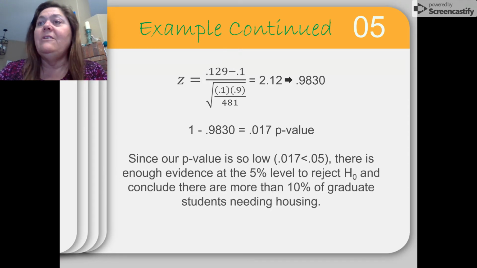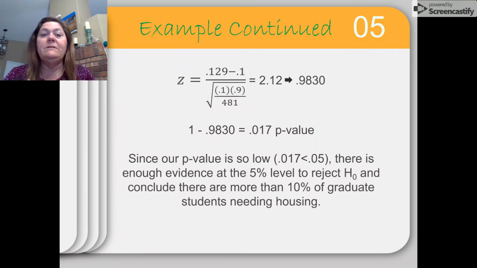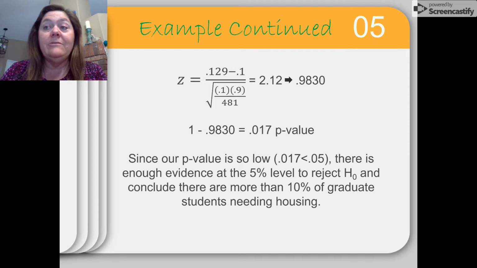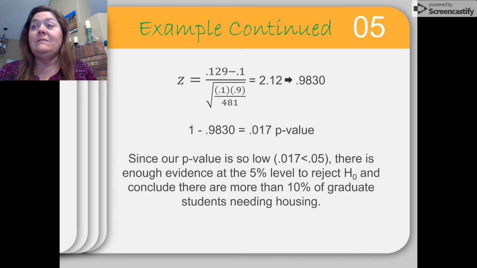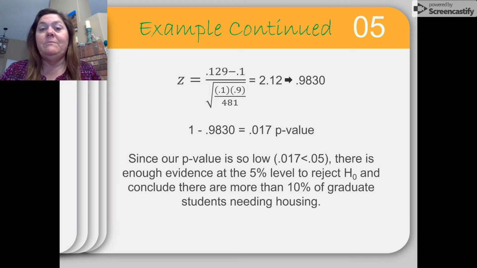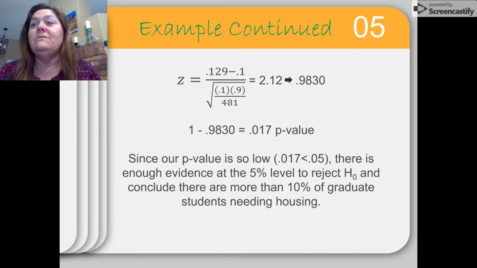So since our p-value is so low, 0.017 is less than 0.05, there is enough evidence at the 5% level to reject H0. And then remember to stick in your context and conclude there are more than 10% of graduate students needing housing. So we had significant evidence there to reject that college's claim and say, whoa, there's more. And that's pretty important for that college to know, because they have a need for more housing. And of course, I didn't do it here, but you would then create your sketch as described in the previous slide.